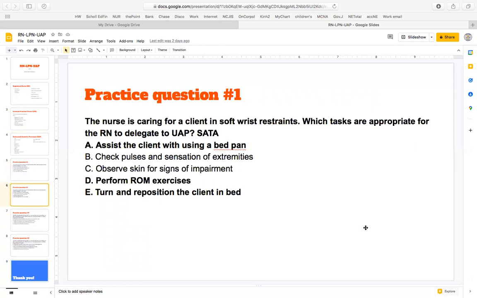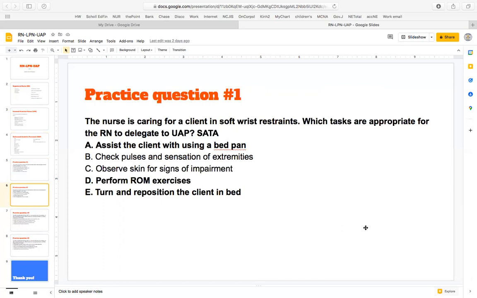All right, so the answer for that is UAP can assist client using a bedpan, right? This is just toileting. This is just going to the bathroom. So UAP can do things like that, right? UAP can perform range of motion exercise, even if patient has wrist restraint on, that's fine. UAP can help with that. UAP can turn and reposition patient. They can elevate limbs, things like that.